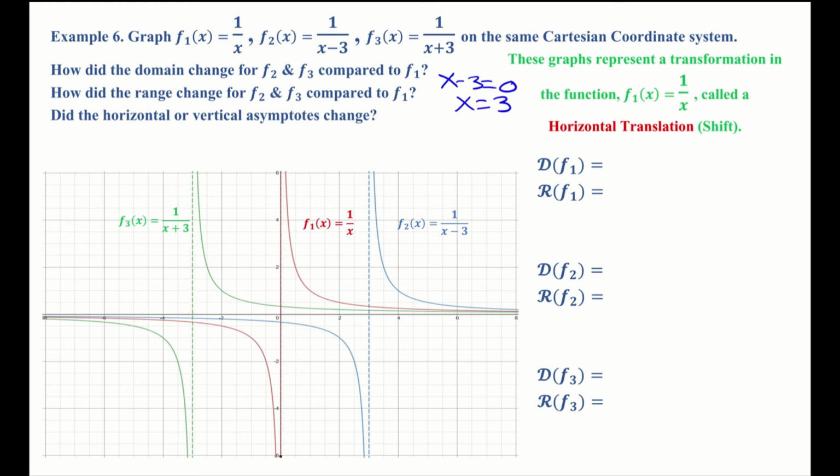So we remember the domain and range for f1. Here f1 of x is just our reciprocal function, so we know that that's from -infinity to 0 union 0 to infinity, and for the range we have the same.